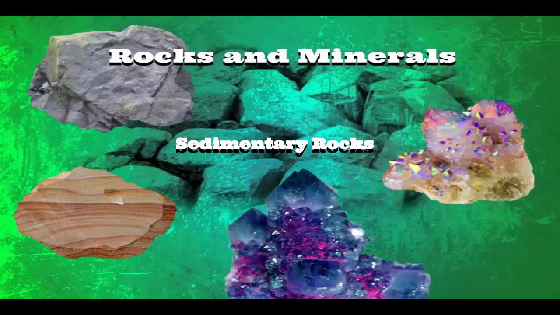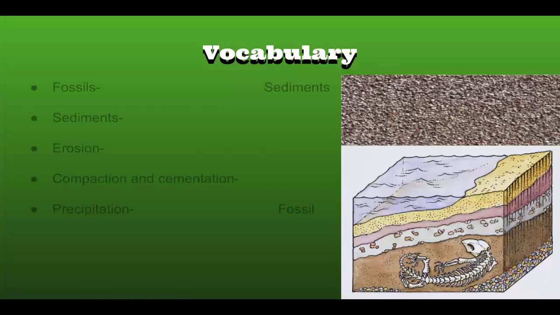Rocks and minerals, sedimentary rocks. Vocabulary. Fossils: buried bones and once-living organisms. Sediments: naturally occurring material broken down from weathering and erosion. Erosion: a process of material gradually wearing away from things like wind, rain, and other weather.